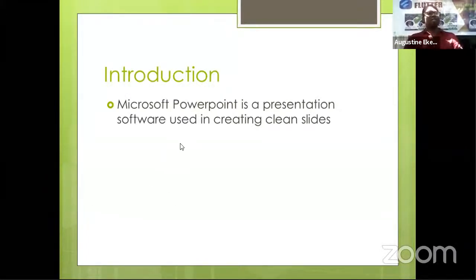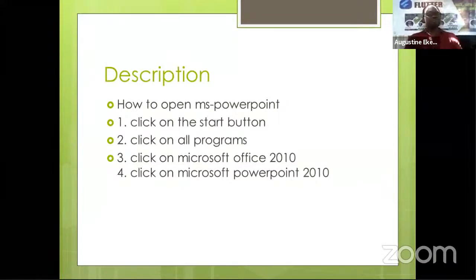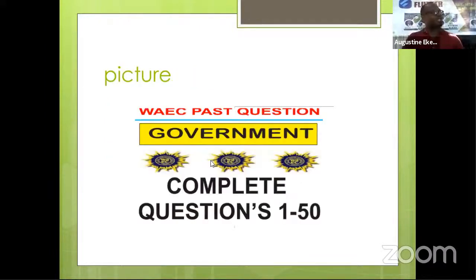So you now start. Introduction. Microsoft PowerPoint is a presentation software used in creating clean slides. So once you're done, you click again on it, or you press the arrow key, it goes to the next one. Description. How to open MS PowerPoint. Number 1, click on the Start button. 2, click on All Programs. 3, click on Microsoft Office 2010. 4, click on Microsoft PowerPoint 2010. So once you're done, you click again, you see the next slide.